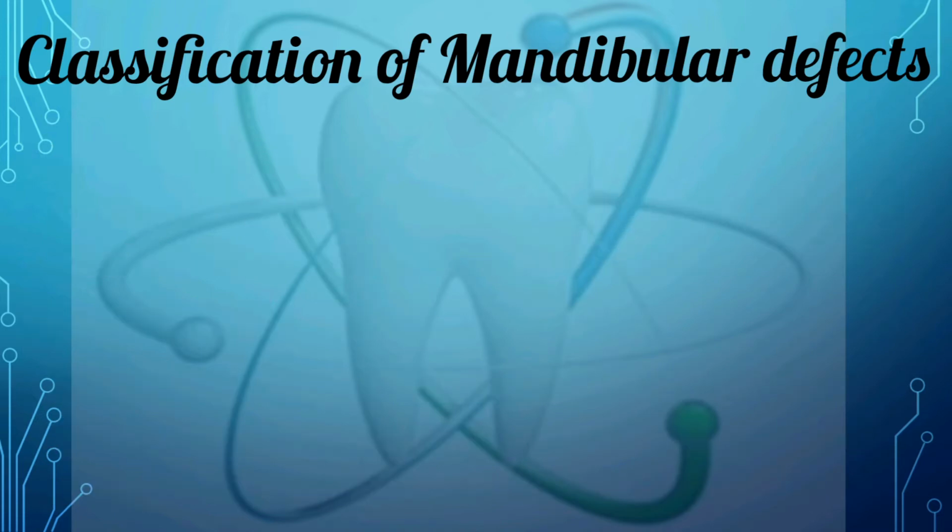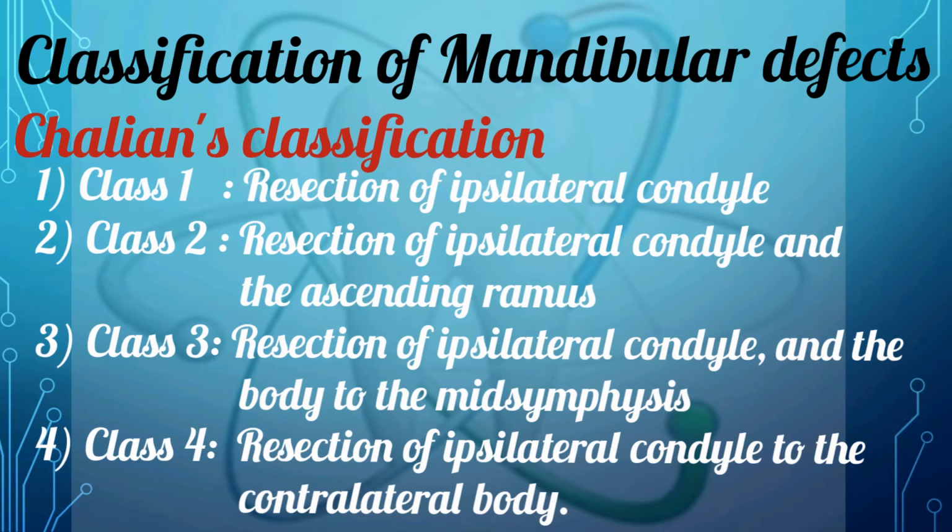Next, we can go through Shalian's classification. Here, he classified the mandibular defects into 8 types. Class 1 refers to the resection of the ipsilateral condyle. Class 2 refers to the resection of the ipsilateral condyle and the ascending ramus. Class 3 refers to the resection of the ipsilateral condyle and the body to the mid-symphysis. Class 4 refers to the resection of the ipsilateral condyle to the contralateral body.